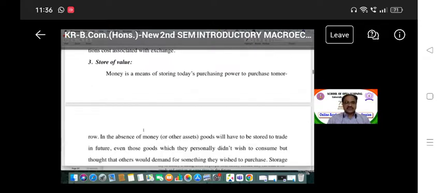Next, store of value; this we already discussed. Money is a means of storing today's purchasing power. Purchasing power means whatever goods and services you are purchasing, that power is purchasing power. If you have money, that means you have the power. If you have more money, you can purchase more goods; that is the purchasing power. That is the point. If you don't have money, there is no power. If you have the money, that is the power. If you don't have money, we say we don't have power; money is power.